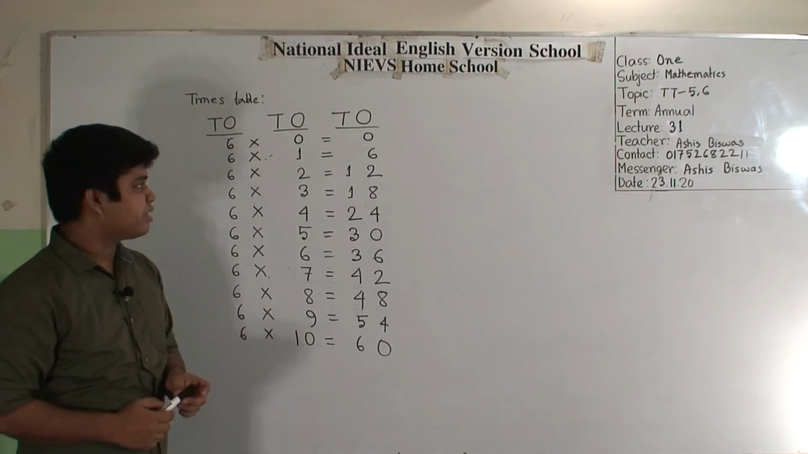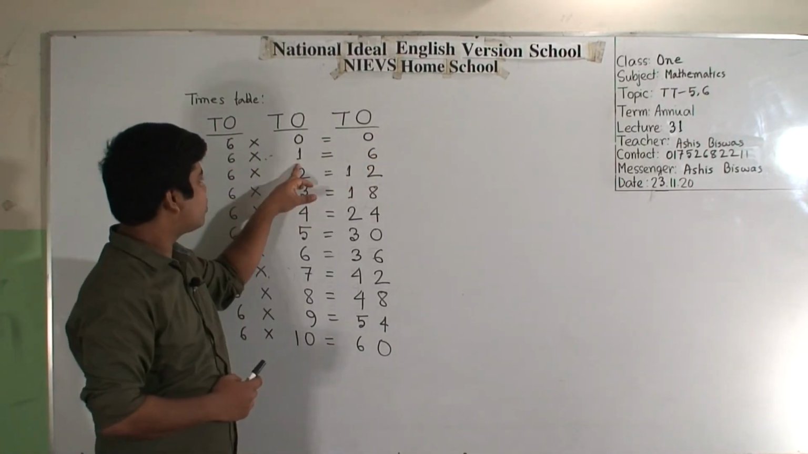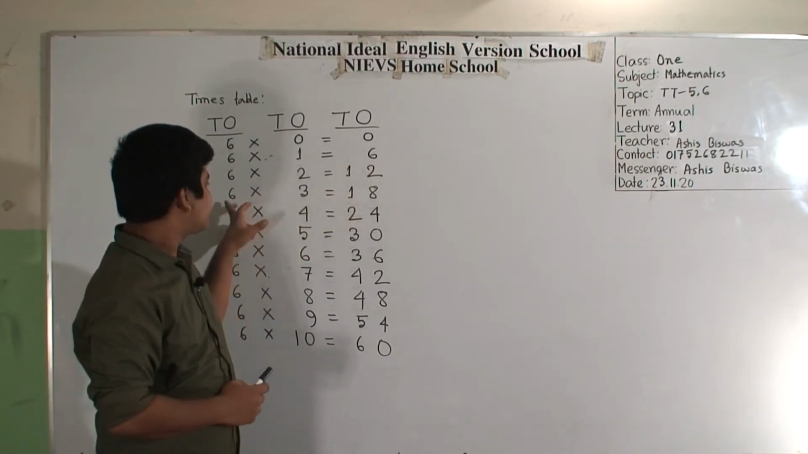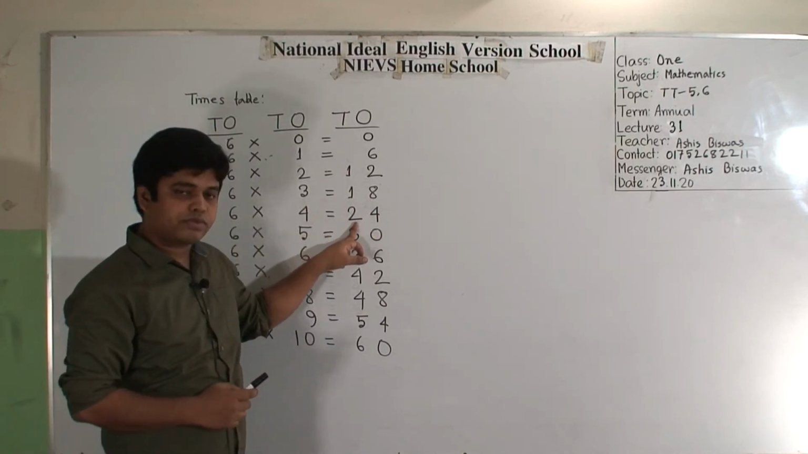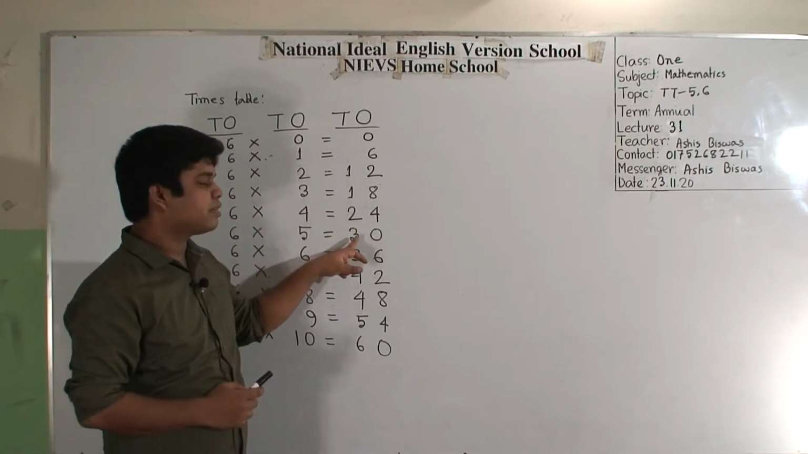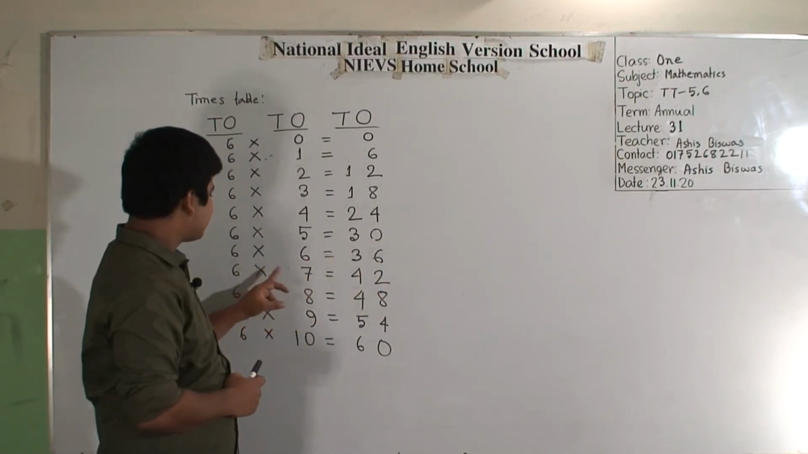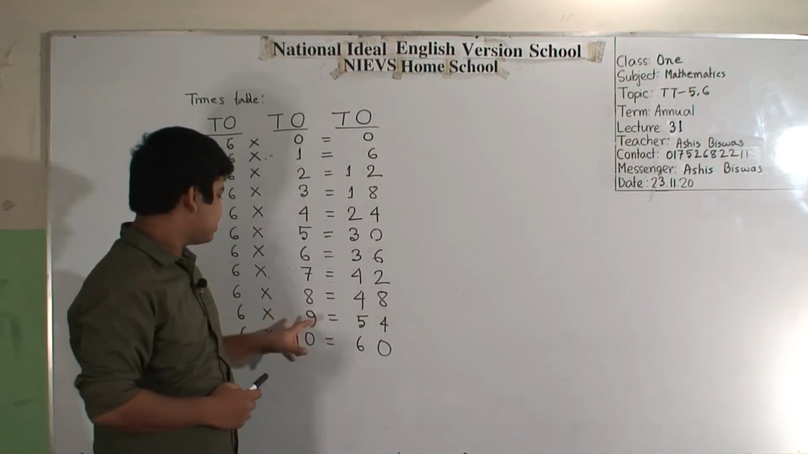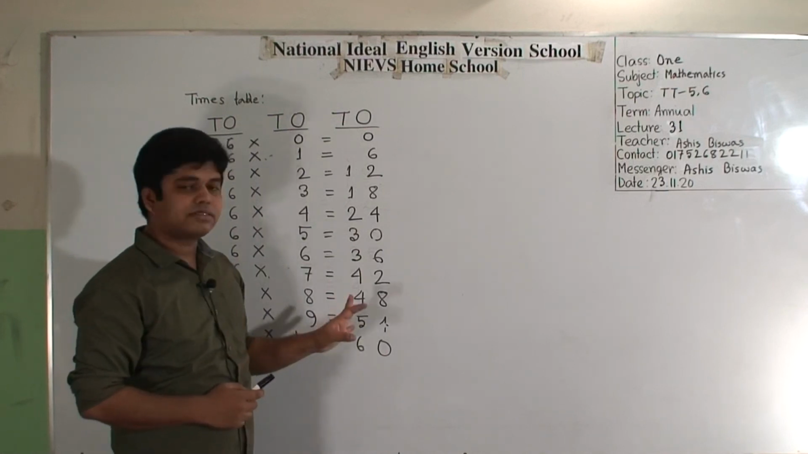Now please read with me. 6 zeros are 0, 6 ones are 6, 6 twos are 12, 6 threes are 18, 6 fours are 24, 6 fives are 30, 6 sixes are 36, 6 sevens are 42, 6 eights are 48, 6 nines are 54, and 6 tens are 60.